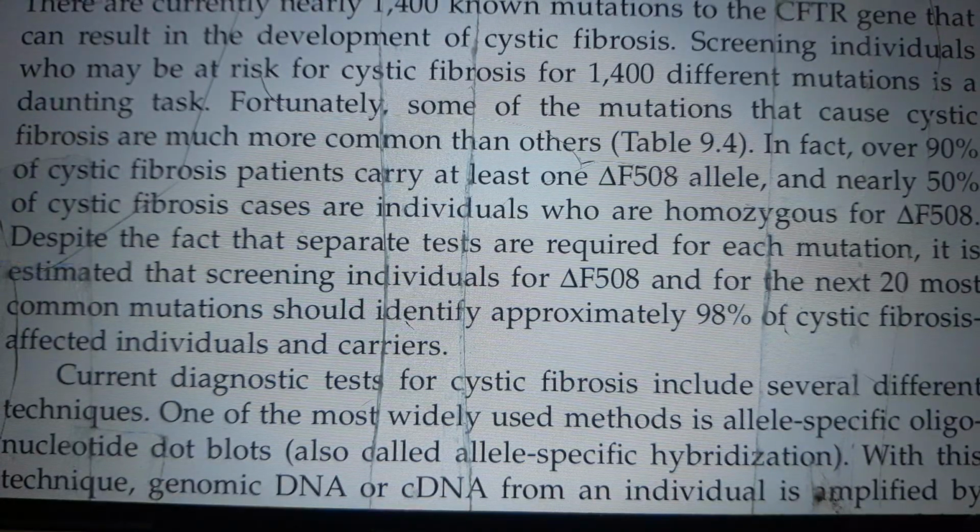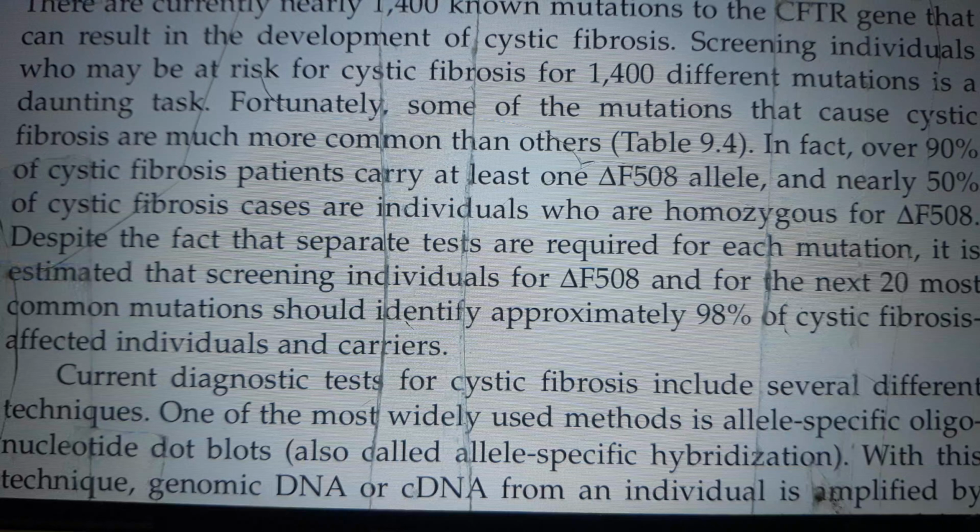There are currently nearly 1,400 known mutations to the CFTR gene that can result in the development of cystic fibrosis. Screening individuals who may be at risk for cystic fibrosis for 1,400 different mutations is a daunting task. Fortunately, some of the mutations that cause cystic fibrosis are much more common than others. In fact, over 90% of cystic fibrosis patients carry at least one delta F508 allele, and nearly 50% of cystic fibrosis cases are individuals who are homozygous for delta F508.